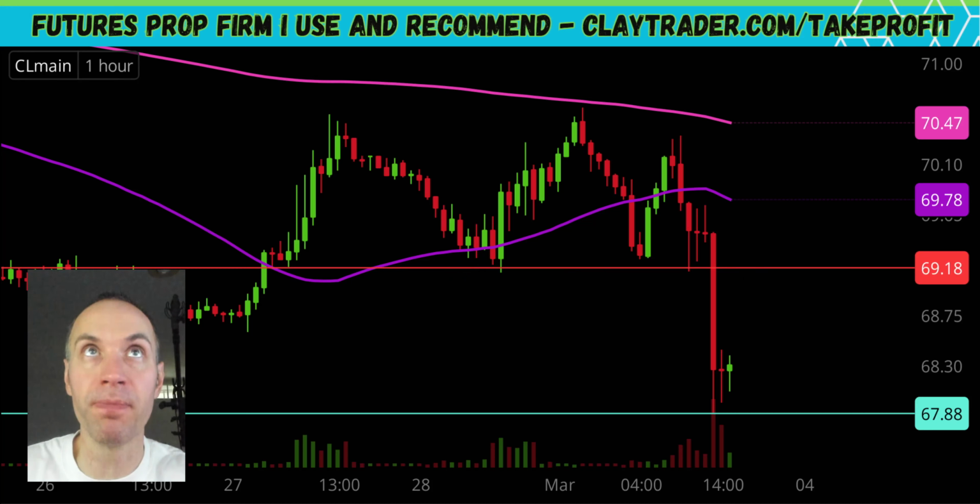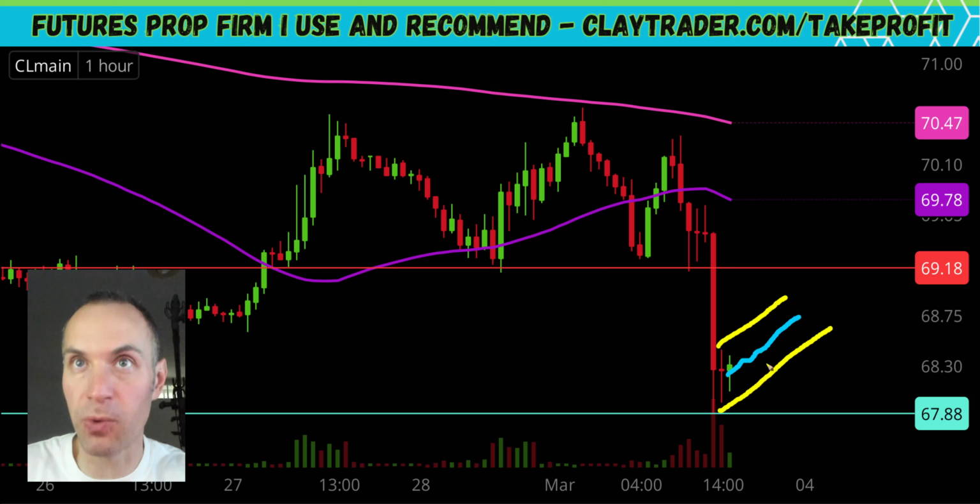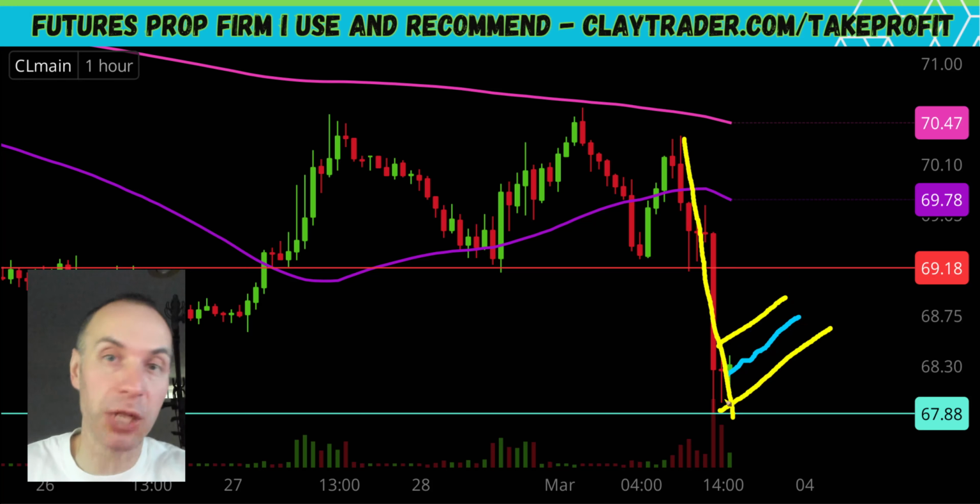In the very near term, even if the price does bounce, you still have to be careful, because any sort of bounce like that would give you an upwards channel, but when you factor in what occurred beforehand, and that was this, you'd actually just have a bear flag pattern.